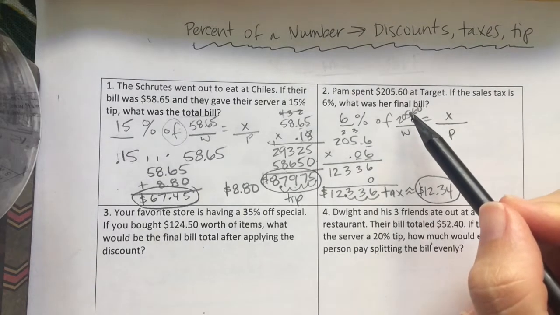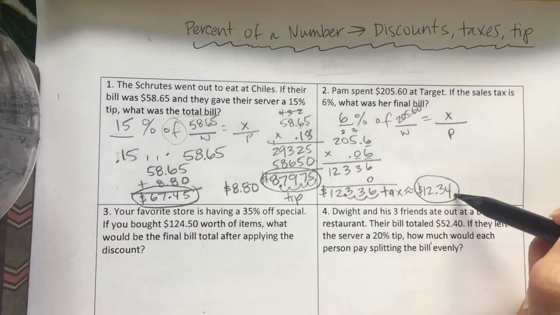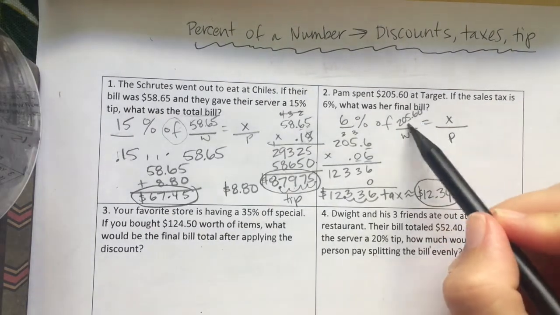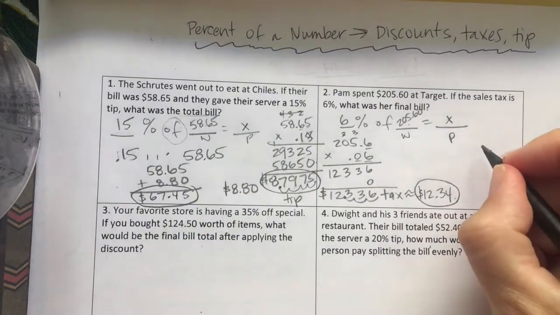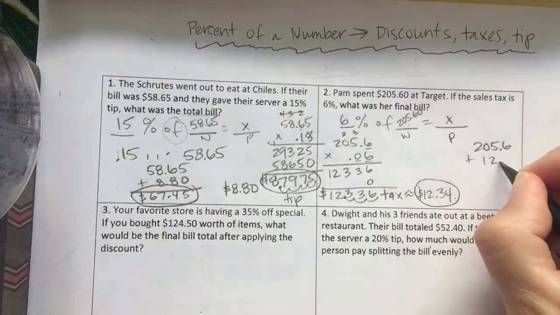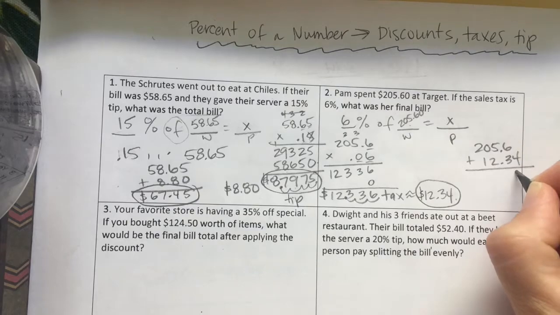Now I need to answer the question, right? What was her final bill? So what do I need to do with this number? I need to add it to her original amount. So $205.60 plus 12.34. Go ahead and do your computation.